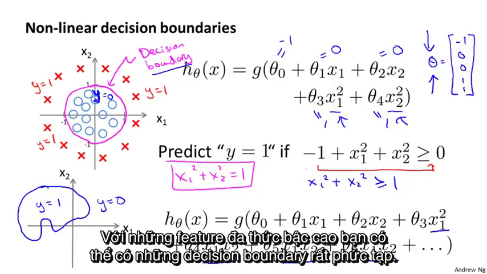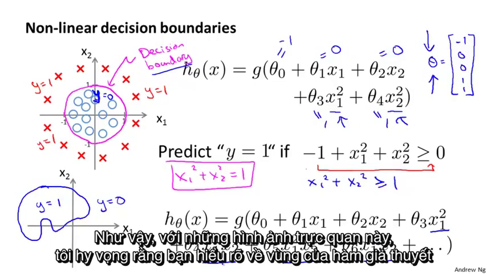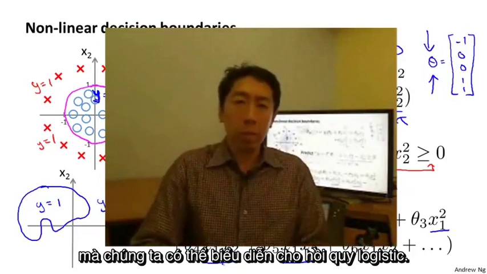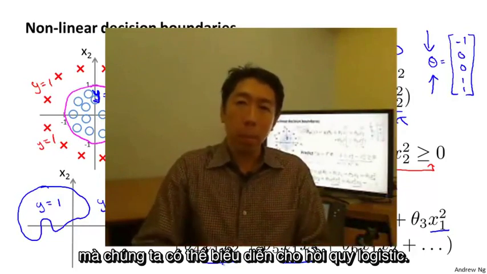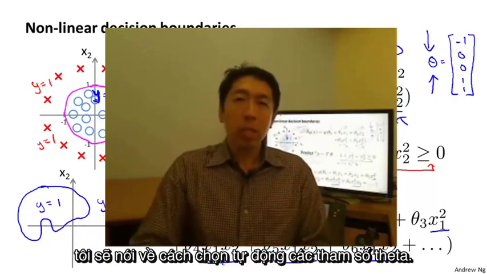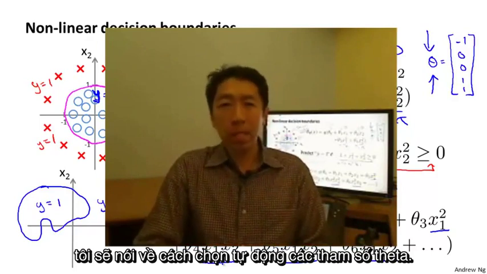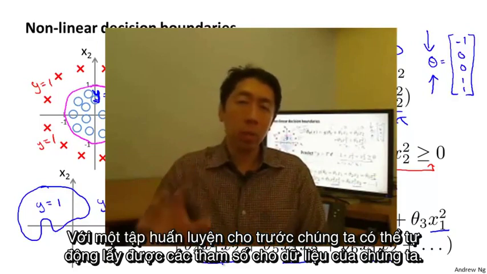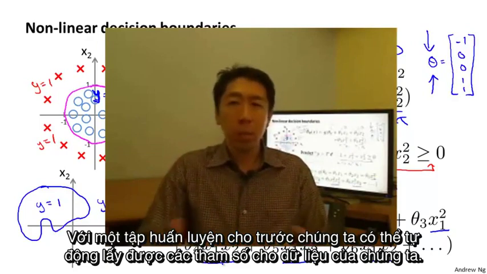So with these higher order polynomial features, you can get very complex decision boundaries. With these visualizations, I hope that gives you a sense of the range of hypothesis functions we can represent using the representation that we have for logistic regression. Now that we know what h of x can represent, what I'd like to do next, in the following video, is talk about how to automatically choose the parameters theta so that given a training set, we can automatically fit the parameters to our data.